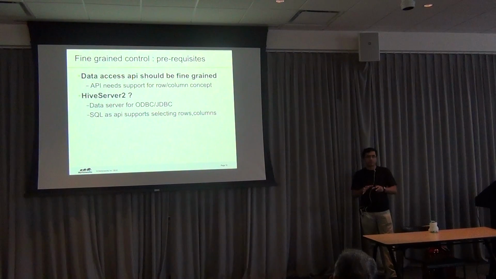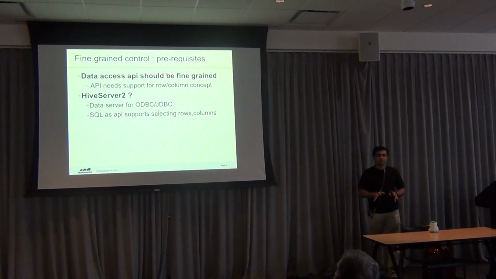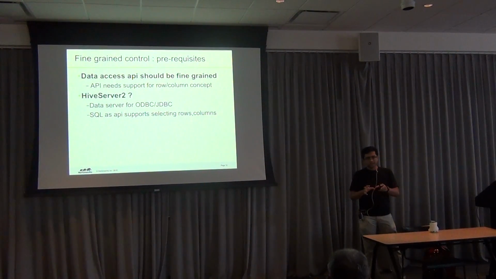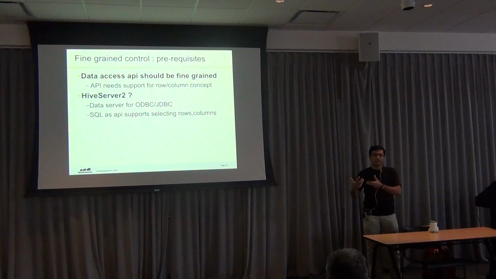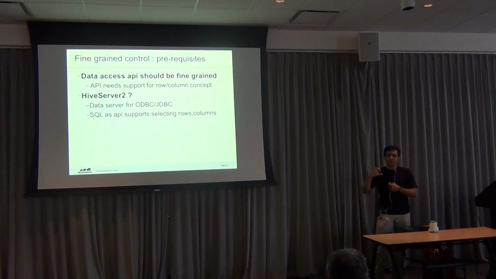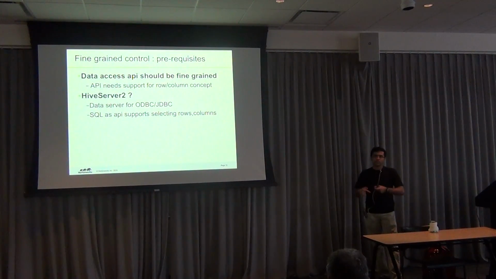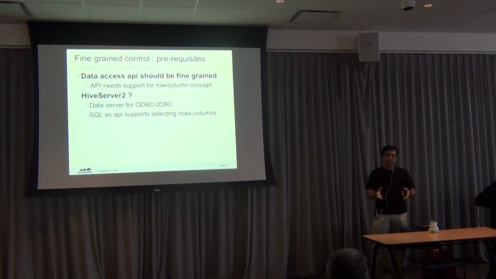So does Hive Server 2 change the picture here? Hive Server 2 acts as a data server for an ODBC or JDBC application. When somebody is running a query through ODBC or JDBC, they don't read directly from HDFS. The data is actually coming through Hive Server 2. So you have this one additional component which also understands the concept of rows and columns, because SQL is the API here, and in your SQL query you can specify the rows and columns you need.